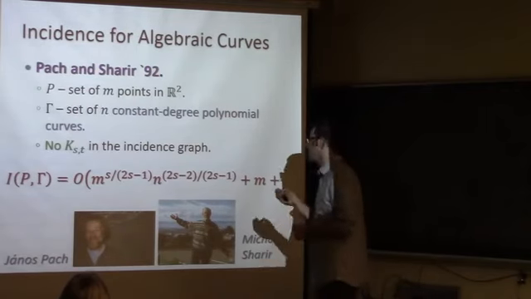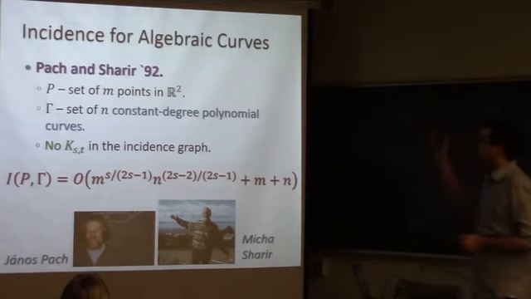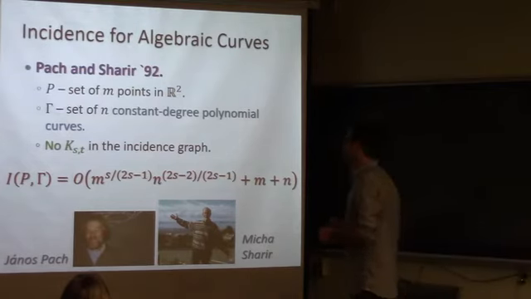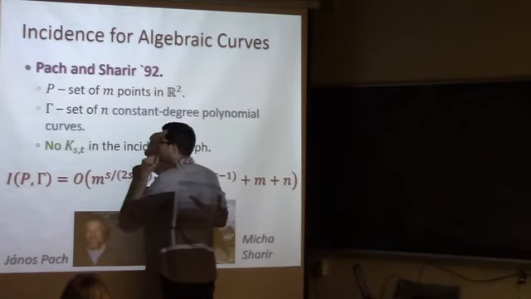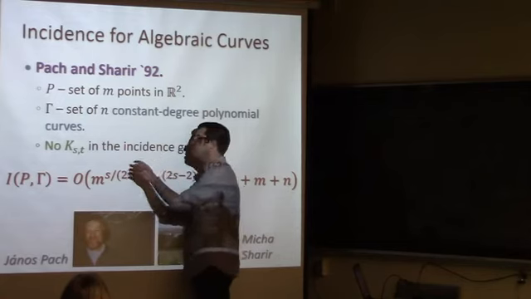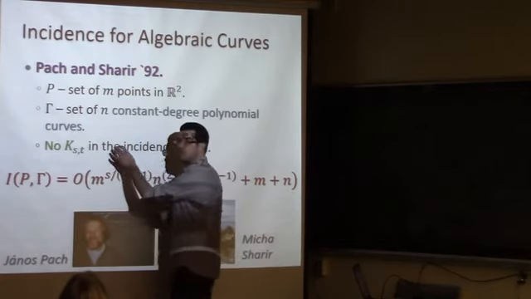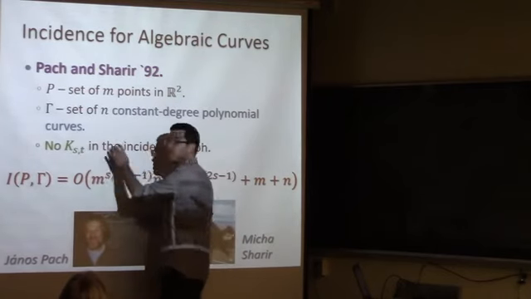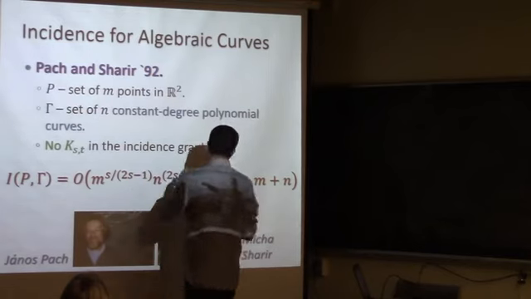Here's the classical result by Pach and Sharir. If we have m points in the plane and n constant degree polynomial curves, and no K_{S,T} in the incidence graph, let's make sure we understand what this means. In the incidence graph, it means if you take any S points, you will not find T curves that each of them contains all of the S points. If you take S points, at most T minus one curves will contain all S points. Then you have a bound on the number of incidences.